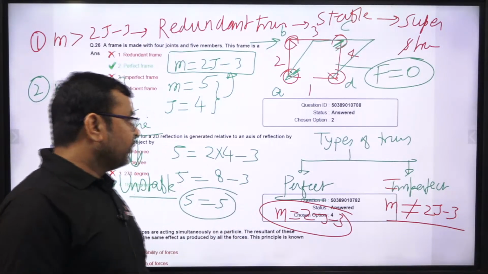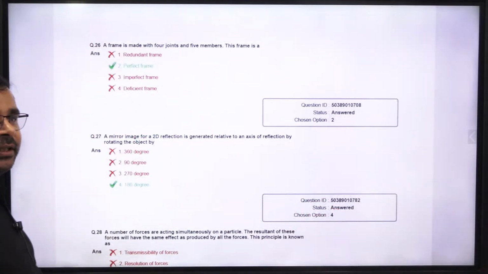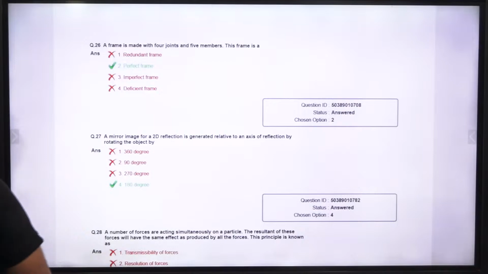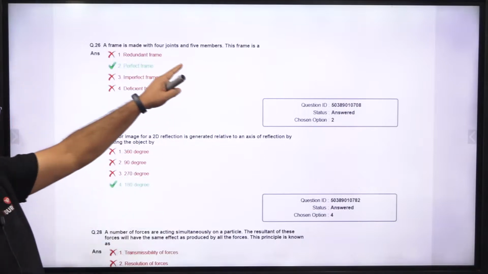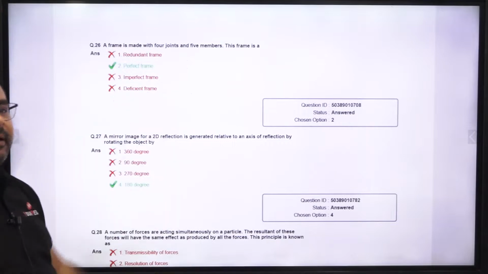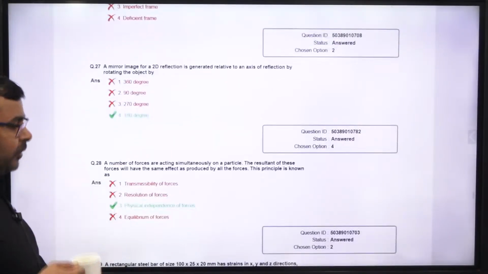Is it clear? So which one is the correct answer? The correct answer is option 2, that is perfect truss. Why is answer 2 the right answer? Because in a perfect truss the number of members must satisfy the condition m is equal to 2j minus 3. And what about question number 27?